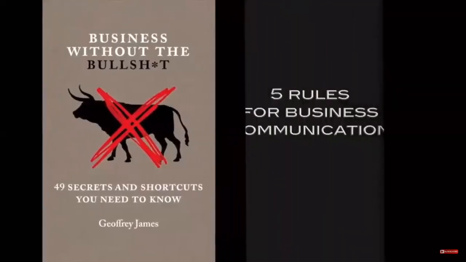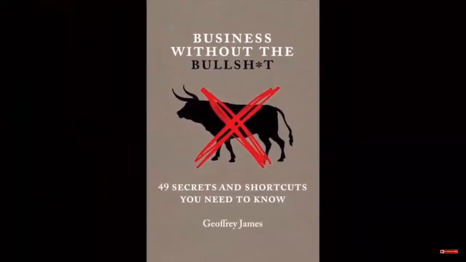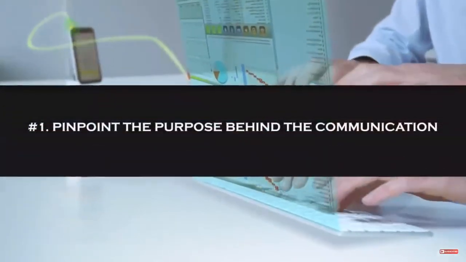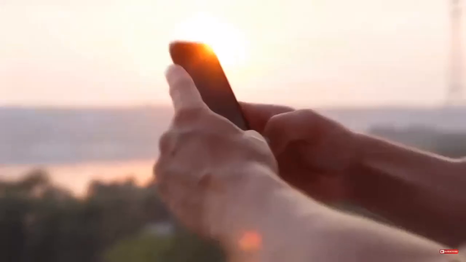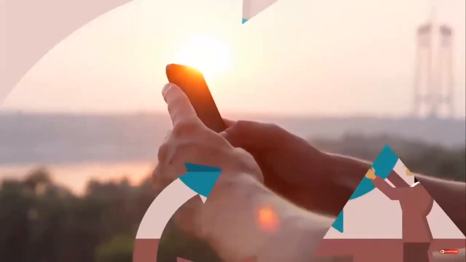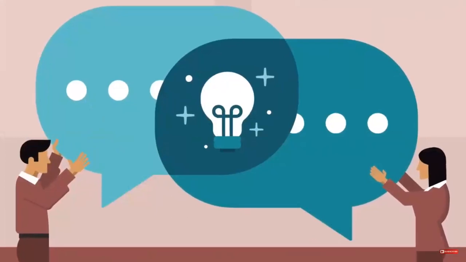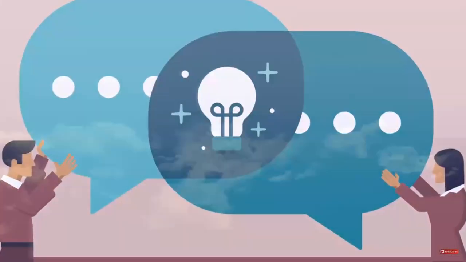Here are 5 rules for business communication from the book Business Without the Bullshit, 49 Secrets and Shortcuts You Need to Know. Pinpoint the purpose behind the communication. Communication is information with a purpose. Therefore, it is possible to communicate well only if you are clear about the purpose of the communication. Therefore, before you initiate any communication at work, ask yourself the following 3 questions and answer them accordingly.